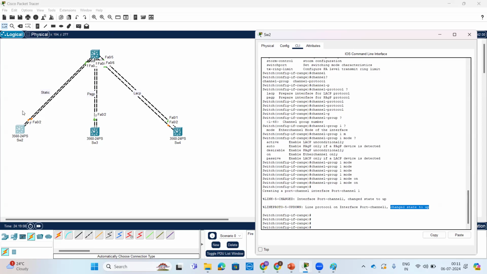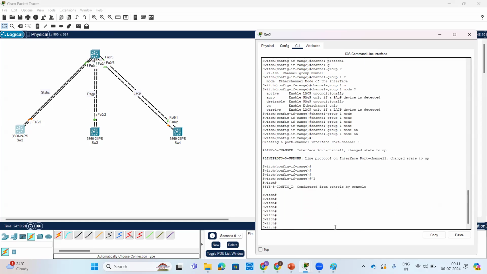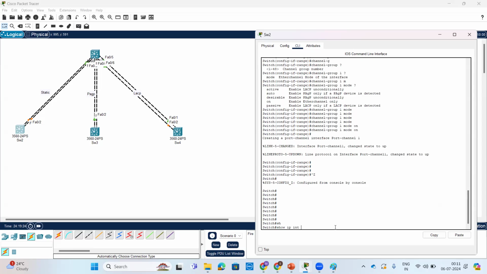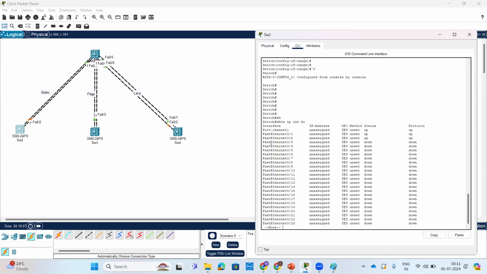Now we'll verify. Both are still in down state. See, the ports went down and they will be coming up. Orange means they are trying to come up. Earlier one port was down and one port was up. Now we verify with show ip interface brief whether the group is created. See, one interface is created, with its protocol and status, and if you want to assign IP addresses you can assign them logically. This is the port channel we created.